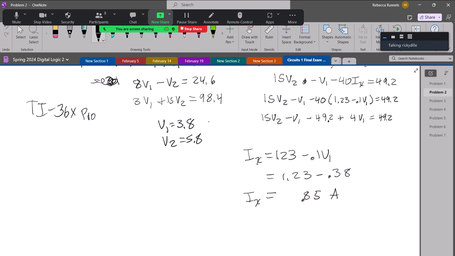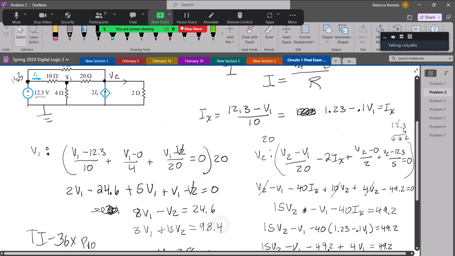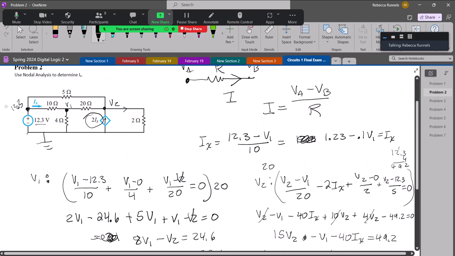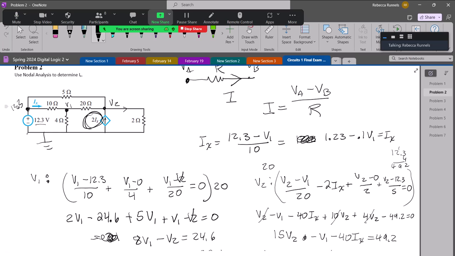For your V2 equation, why didn't you do 2IX is equal to all that? Only because that's how it's given in the circuit diagram. Why isn't it 2IX? Because IX is defined up here. So IX is defined as the current going through this, and so that's why. Does that answer your question? Yeah, that makes sense. Okay. Other questions?